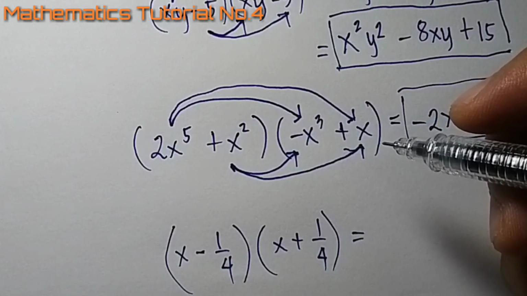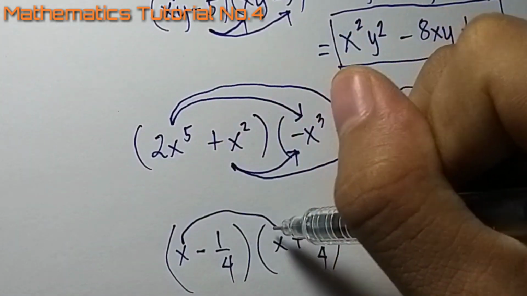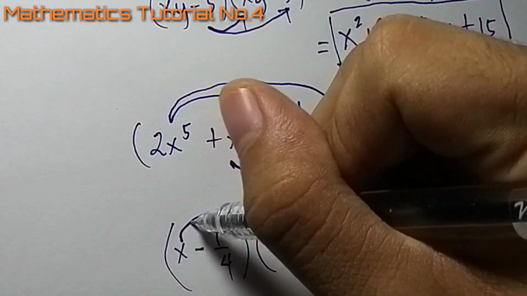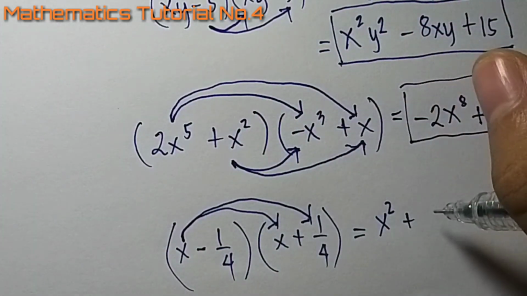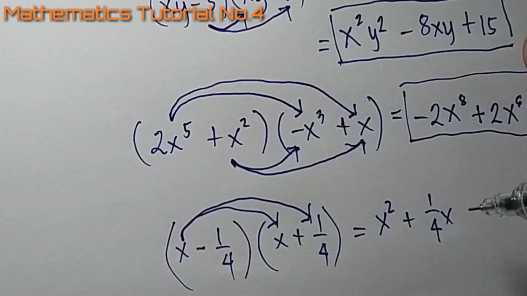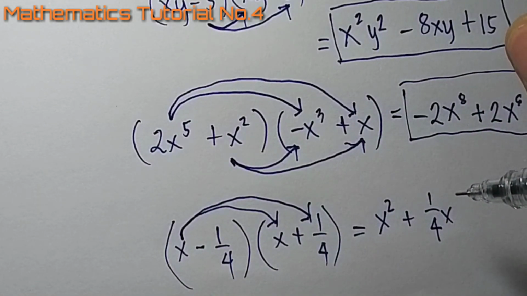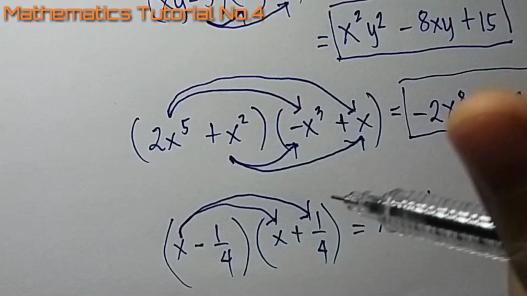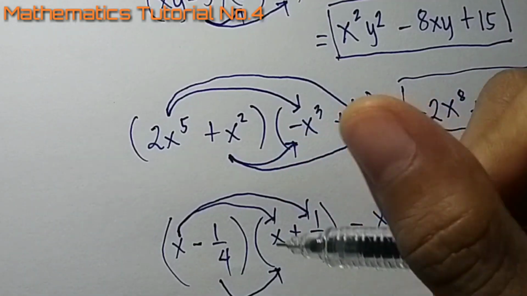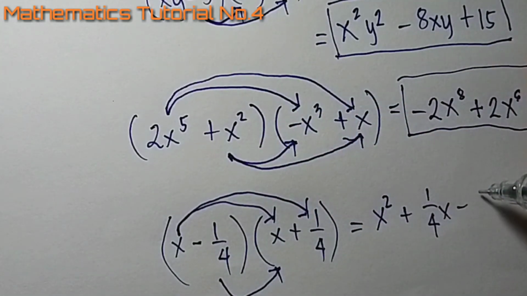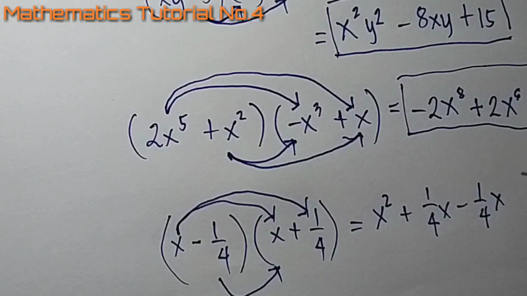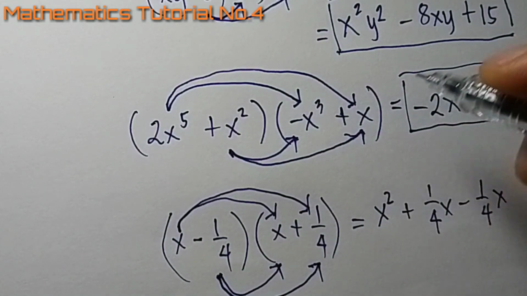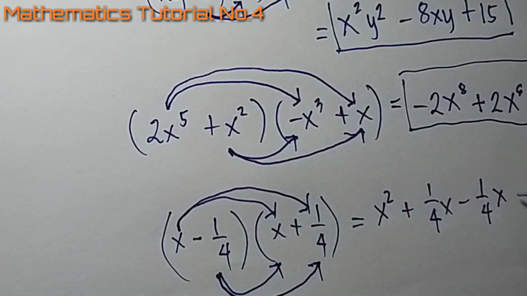So let's start with our first terms. So x times x, that is x squared. O, di ba? Pareha man gihapon, walay nabago. Next, x times 1/4. So di ba, that is 1/4 x. Sunod, outside terms. Inside terms. Negative 1/4 times x. So negative 1/4 x. Unya, sunod, negative 1/4 times positive 1/4. So negative times positive, negative ni.